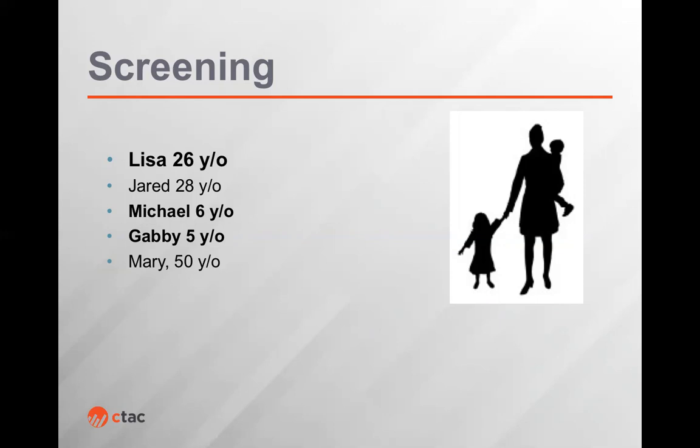Lisa arrives to the clinic about 2.5 hours late for her appointment for Michael and Gabby. She goes to the front desk. It's a full clinic. It's pretty crowded. This is pre-COVID. And she goes to the front desk and she says, "Hey, I'm here to check in Michael and Gabby." And the front desk person says, "I'm sorry, you're late. I'll see if the doctor will see you."